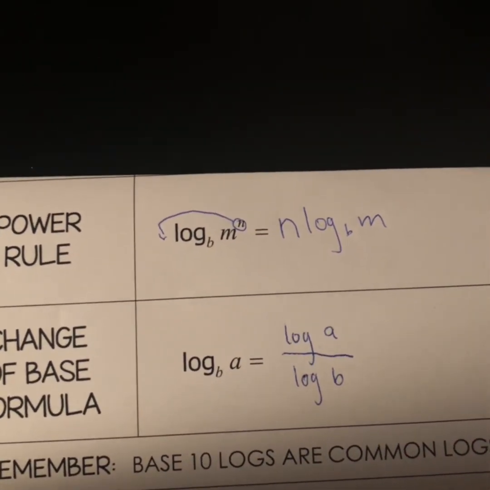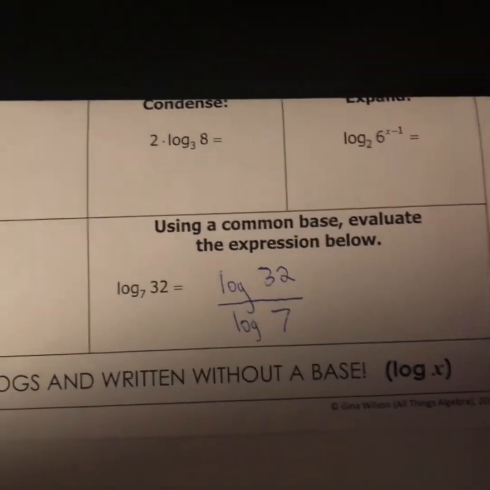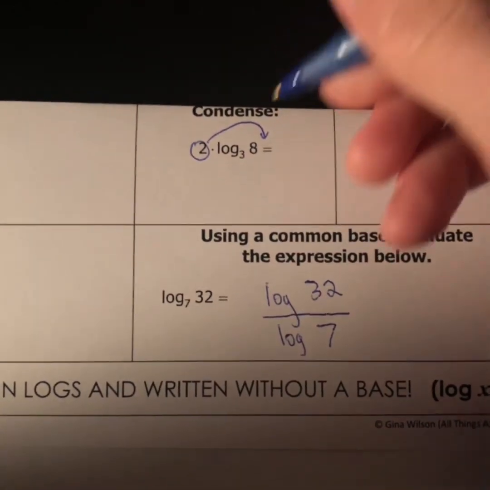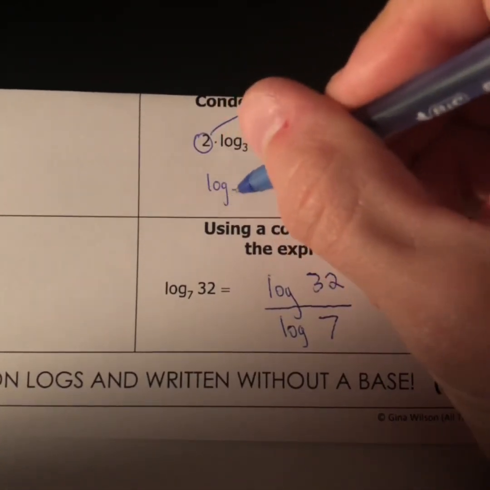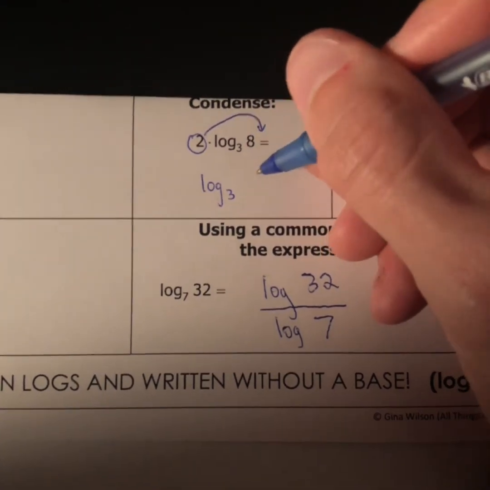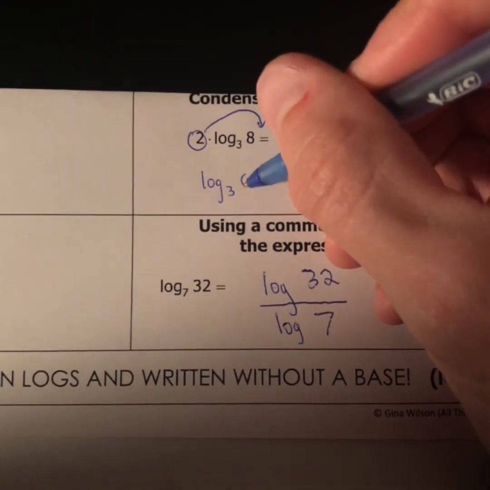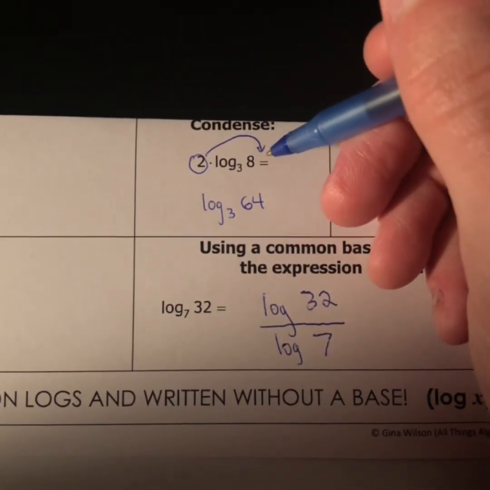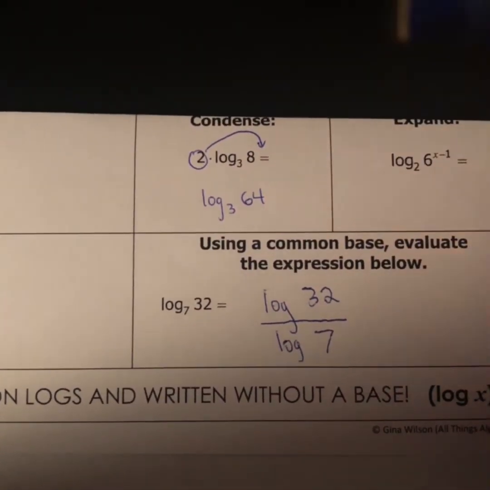All right, and that's it for power rule. So when we're condensing power rule, we're really moving that number out front to the exponent. So this is log base 3 of 8 squared. All right, 8 squared is going to be 64. So that was just 8 to the second power, which is 64.